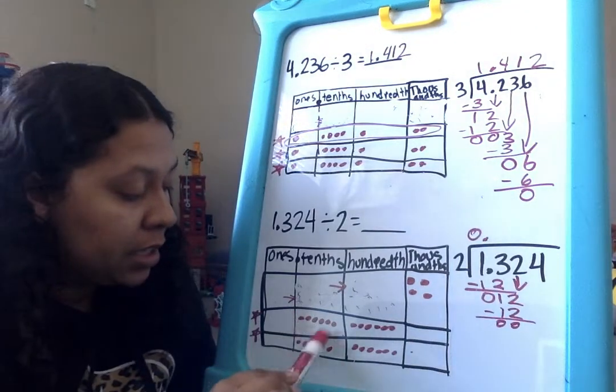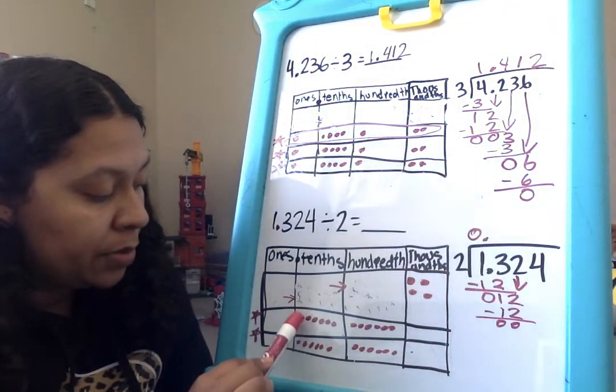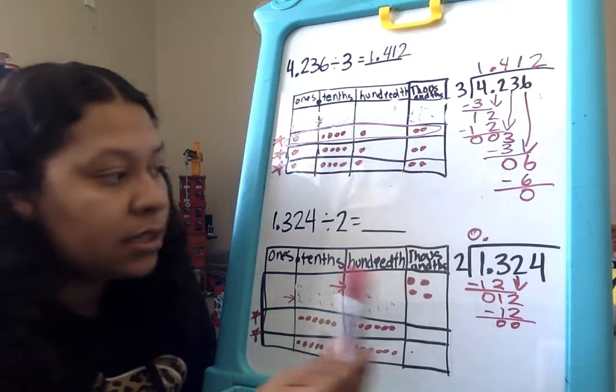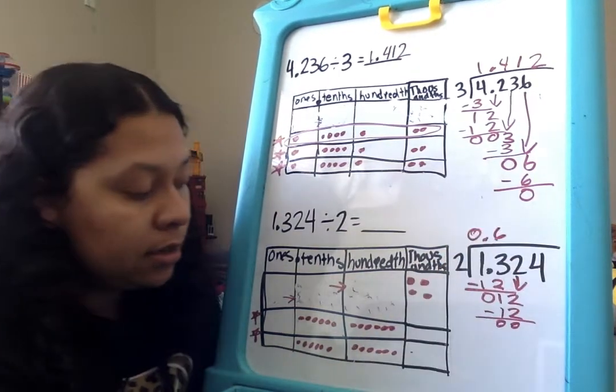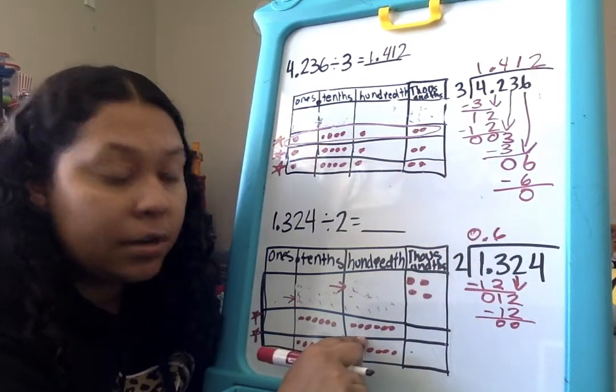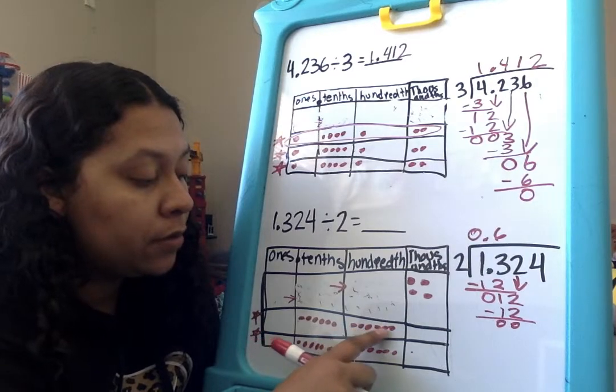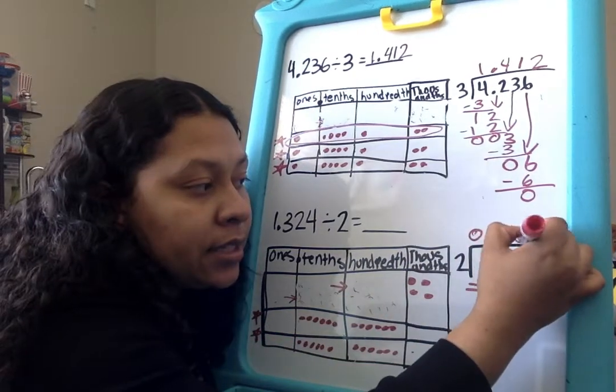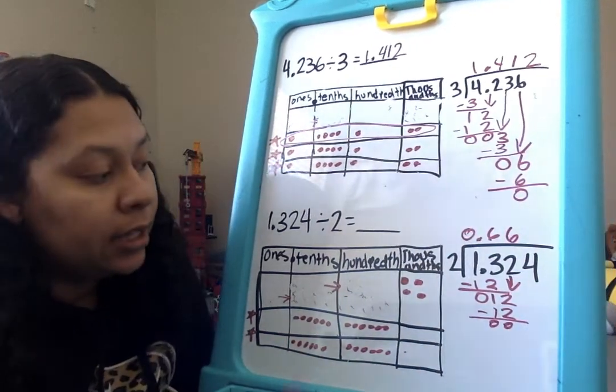So now, how many tenths were we able to share out per group? 1, 2, 3, 4, 5, 6. So 6 tenths here. How many hundredths did we share out per group? 1, 2, 3, 4, 5, 6. So 6 here. And then the thousandths.